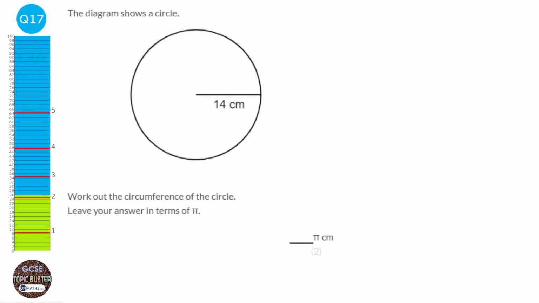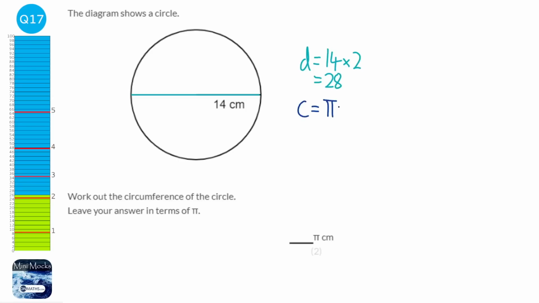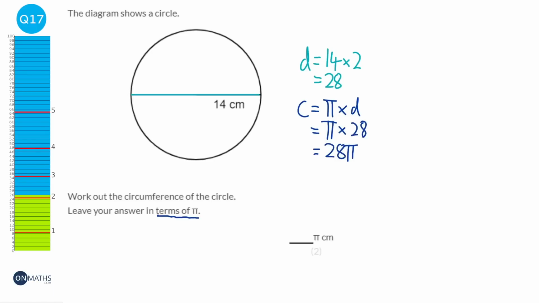To work out the circumference, we need to first of all work out what the diameter of this is. And to do that, we just draw a line across the circle, and we can see the diameter is twice as big as the radius. So the diameter is going to be the radius times 2, which is 28. Formula for the circumference of a circle is just pi times the diameter, which will be pi times 28. Now to write this in terms of pi, which the question asked for, we just put the number first and then pi. So it will be 28 pi.